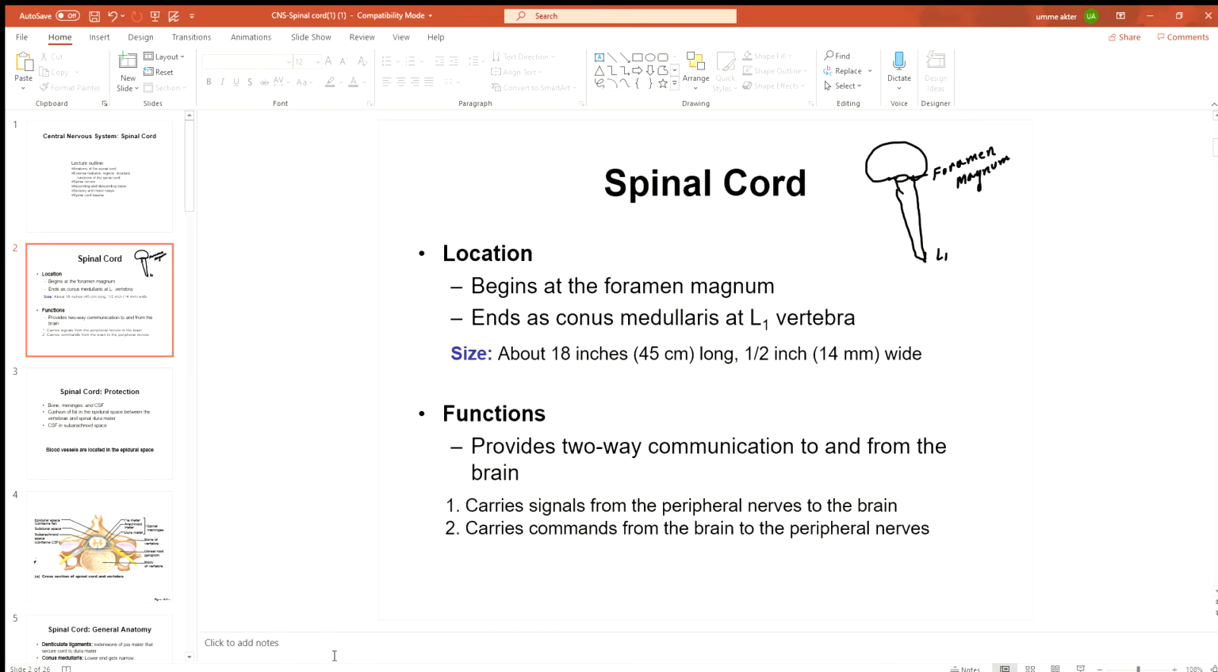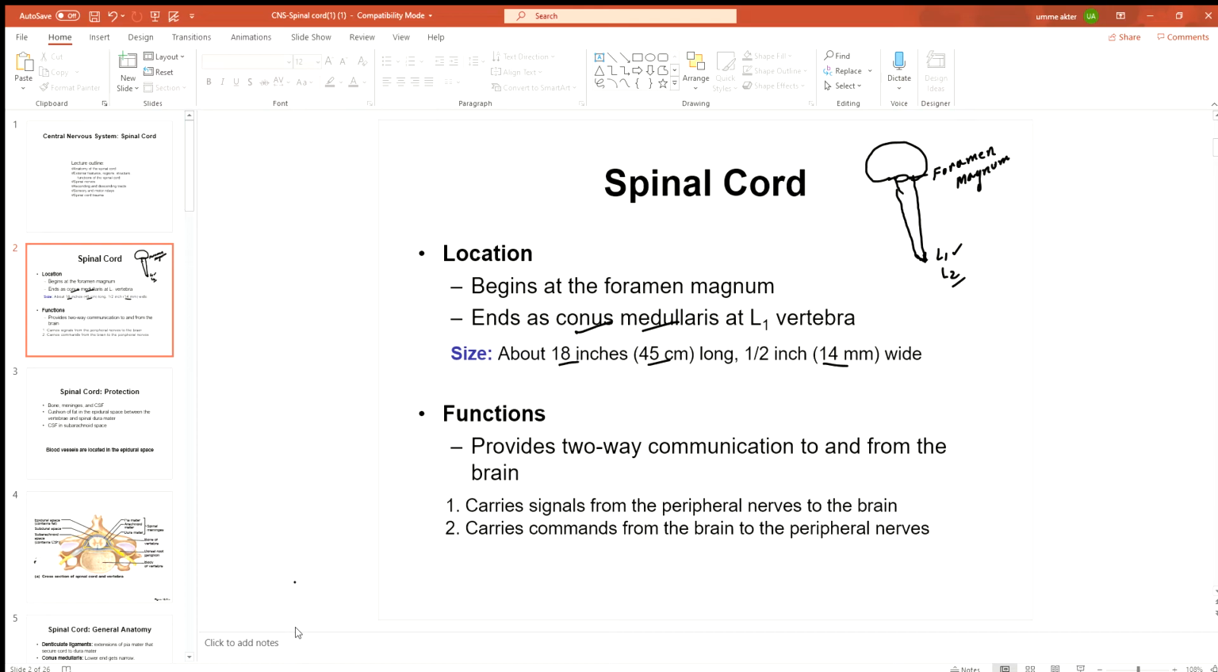Now, if you see the lower end of the spinal cord, in most cases it ends at the lumbar 1 vertebral level. Sometimes it goes a little bit more down to L2, or lumbar 2. The lower end of the spinal cord is cone shaped, and that cone shaped part is called the conus medullaris. The length of the spinal cord is about 18 inches in an adult person, which is 45 centimeters long, and half inch wide. That means 14 millimeters wide.